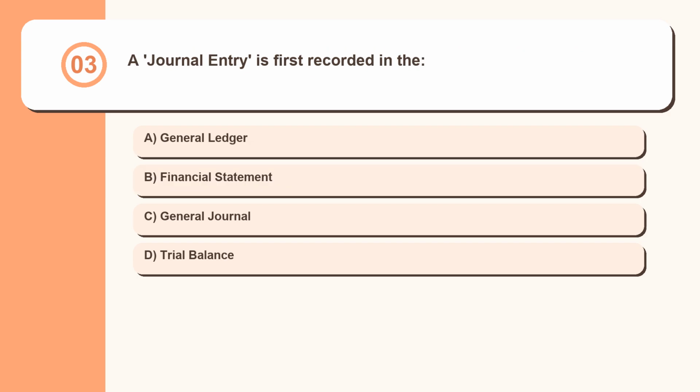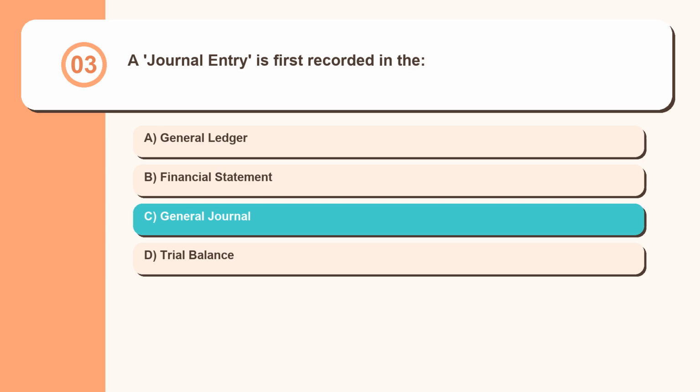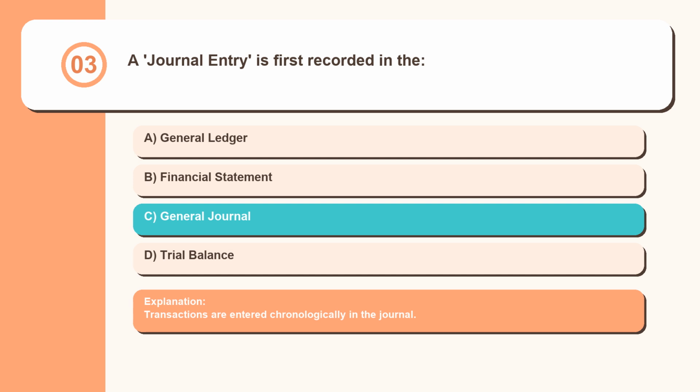Question 3. A journal entry is first recorded in the general ledger, financial statement, general journal, trial balance. Transactions are entered chronologically in the journal.